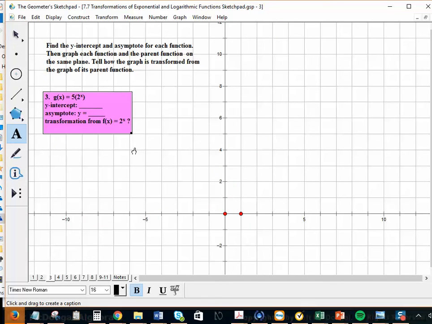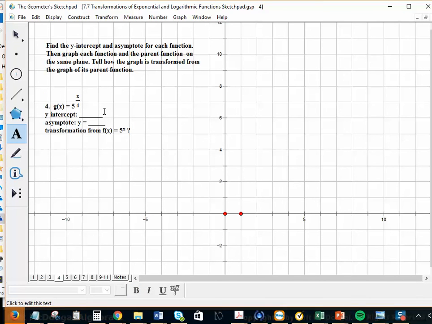And that's what you're going to be doing on many of these problems. You will graph the parent function, which is y equals 2 to the x again, and then graph the new function 5 times 2 to the x, and then tell what the y-intercept, the asymptote, and how it's been transformed.